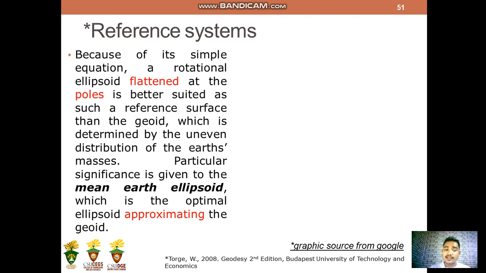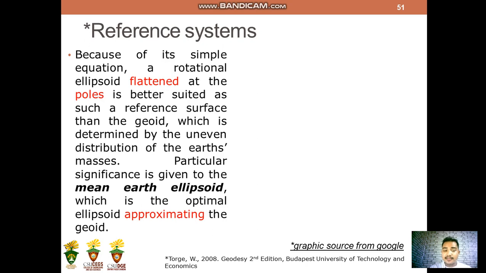So, a rotational ellipsoid, which is flattened at the poles. Imagine an ellipse that is flattened at the poles. It is better suited as a reference surface than the geoid, because the geoid is very complicated. It is because of its irregular surface, which is determined by an uneven distribution of the Earth's masses. Particular significance is given to a mean Earth ellipsoid, which approximates the geoid.